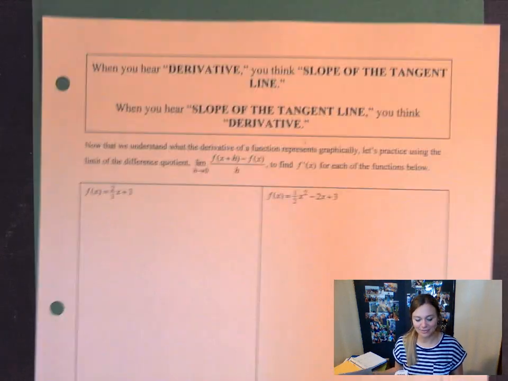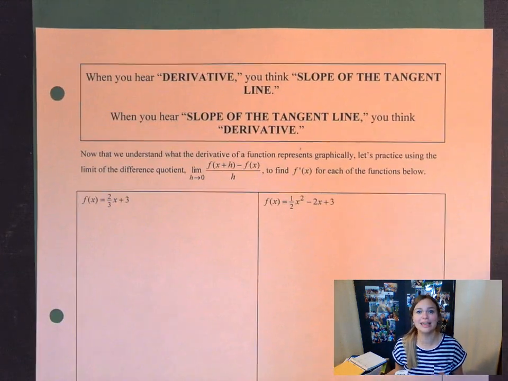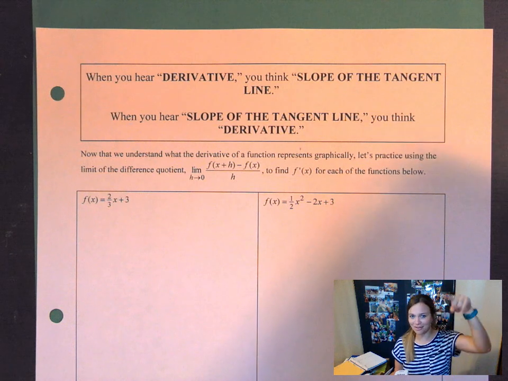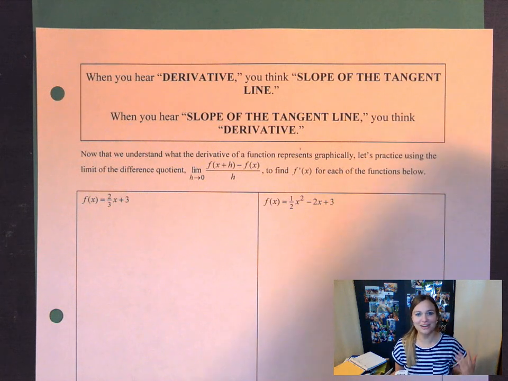When you think of derivative, you should think slope of the tangent line every single time. Derivative is slope of the tangent line. And if I say slope of the tangent and you're thinking derivative, we're like one mind. If you're not, you're going to get there, and I'm going to keep asking this. Derivative, slope of the tangent, derivative.